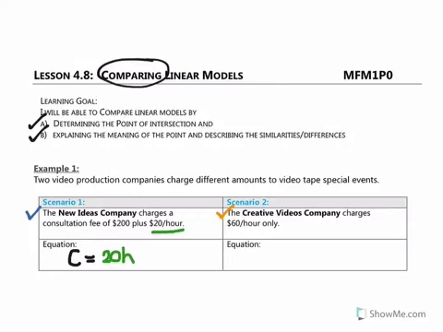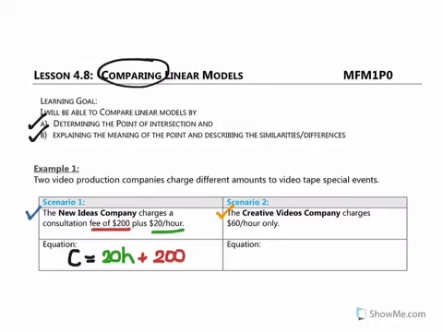But in addition to that, I also have to pay a fee of $200 just to talk to them. So even if I don't end up hiring them, just to talk to them that one time, I have to pay $200. Okay, so that's the equation for the first company.